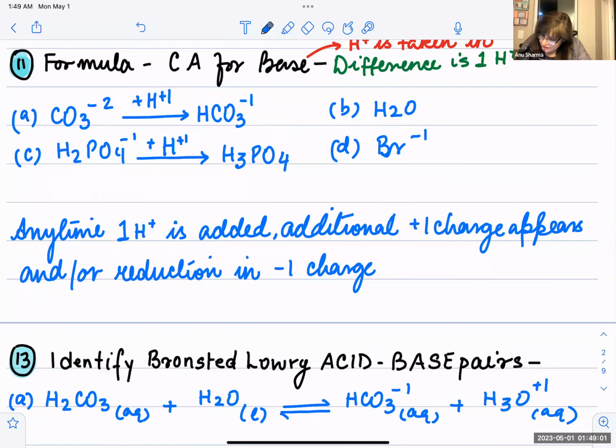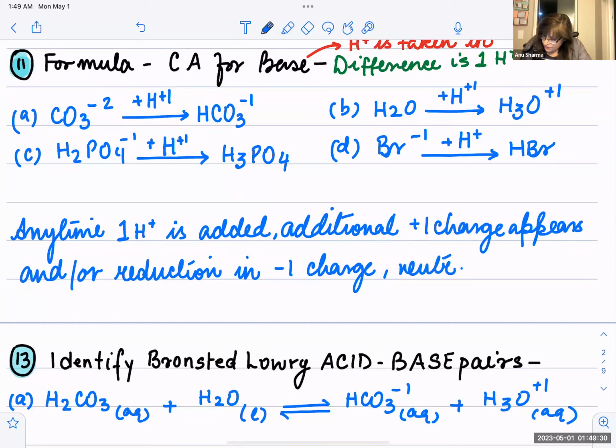All right, next is water. So here add 1 hydrogen ion. Then this becomes H3O, and here 1 additional positive charge appears. Okay, that's the hydronium ion. Br -1, add 1 hydrogen ion, and this becomes HBr. So that's neutralized, right?